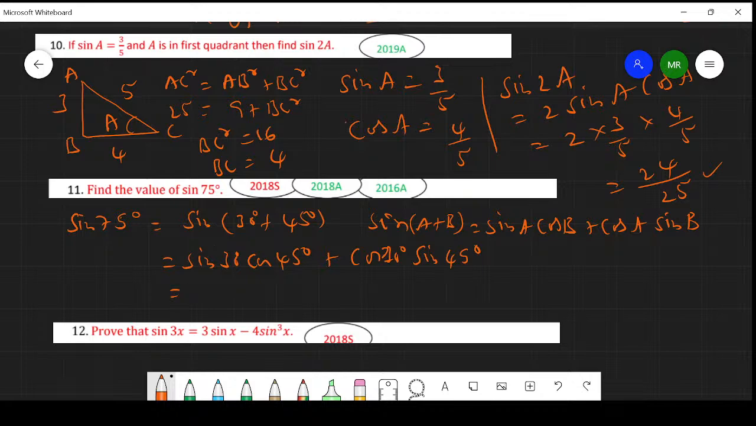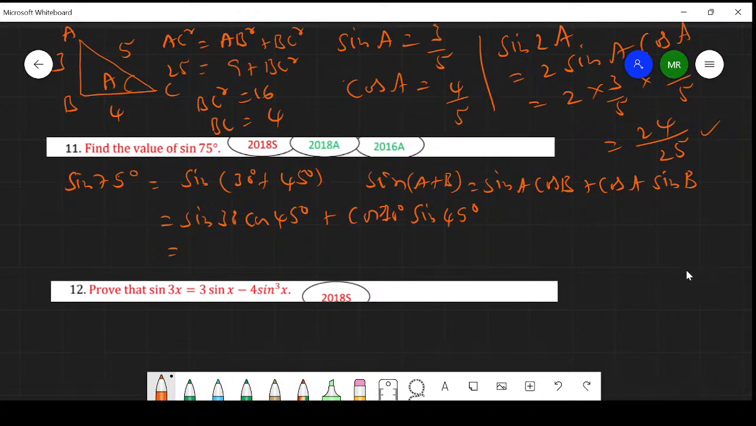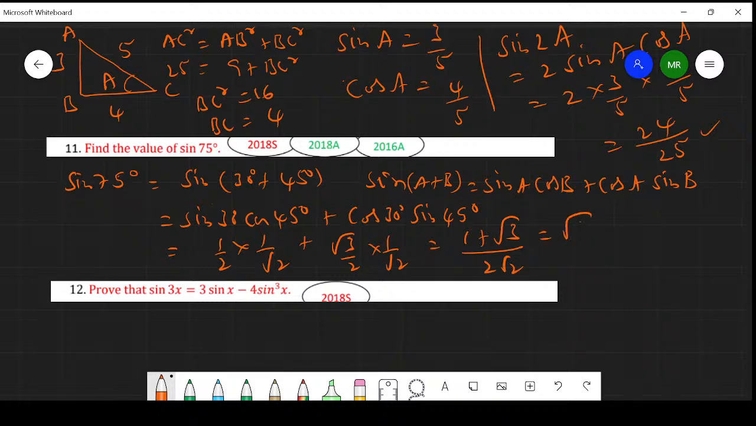Sine 30 is 1 by 2, cos 45 is 1 by root 2, cos 30 is root 3 by 2, sine 45 is 1 by root 2. So finally we get 1 plus root 3 by 2 root 2. That is root 3 plus 1 by 2 root 2, and this will be your answer.